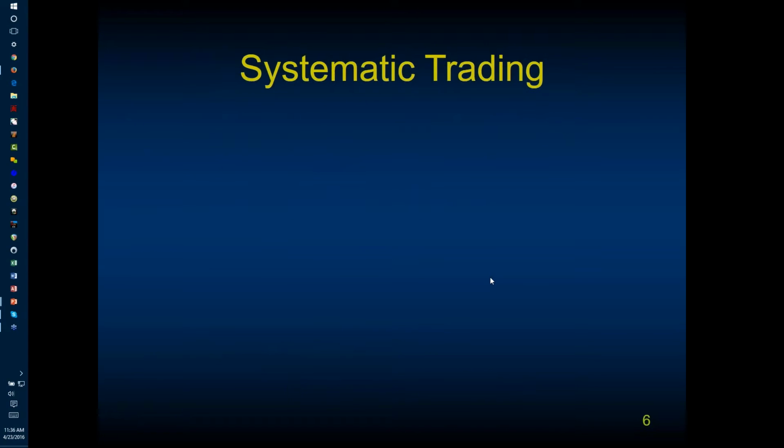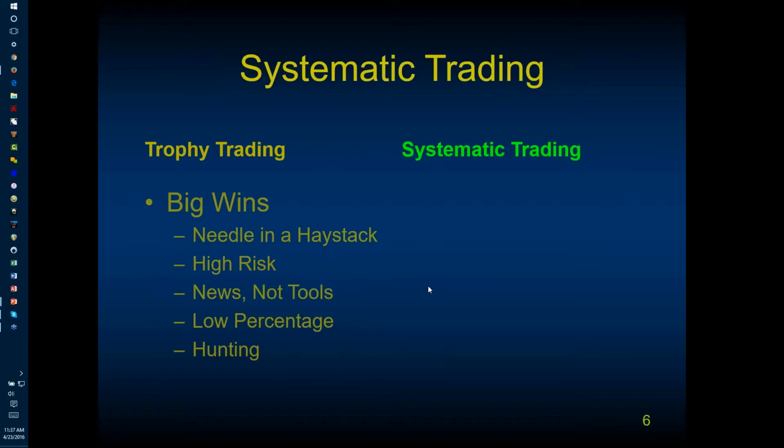So we're talking about systematic trading today, and I just want to get this on the table real quickly. We have a bias against trophy trading, which is what's promoted in the media, versus systematic trading. Trophy trading is about big wins, right? But big wins are needles in a haystack. They're very high risk because there are not many of them. They often rely on news as opposed to tools that you can use. And they're a low percentage play, just like any kind of big win is a low percentage play.